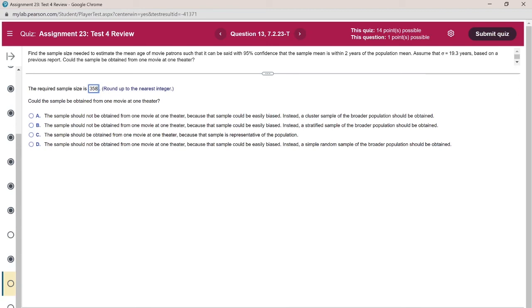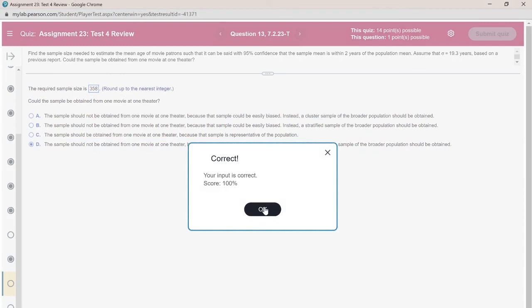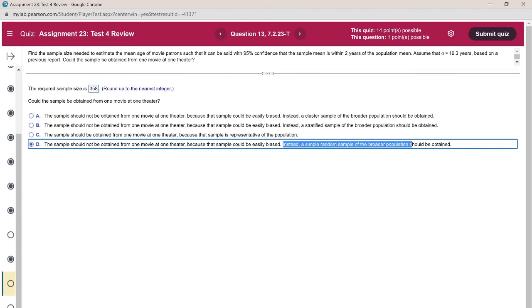Instead, a stratified sample of a broader population should be obtained. The sample should be obtained from one movie at one theater because that sample is representative of the population. The sample should not be obtained from one movie at one theater because the sample could be easily biased. Instead, a simple random sample of a broader population should be obtained. So I'm going with this. That's our answer, because a sample size of one is not good. So we need to choose simple random sample.